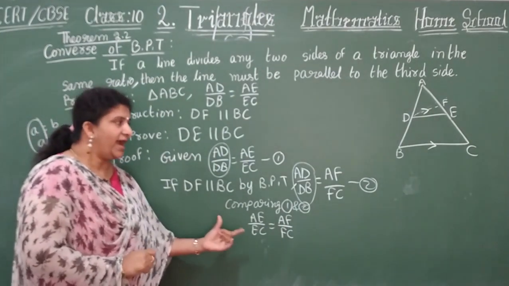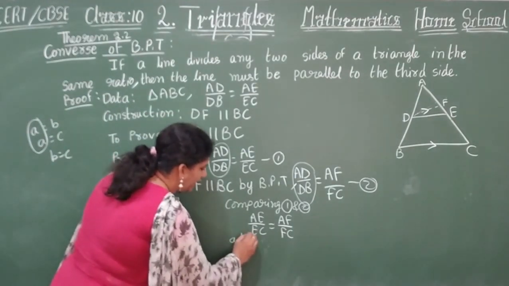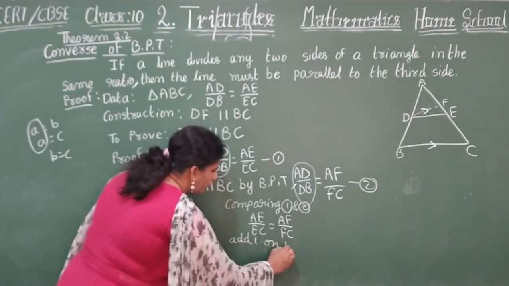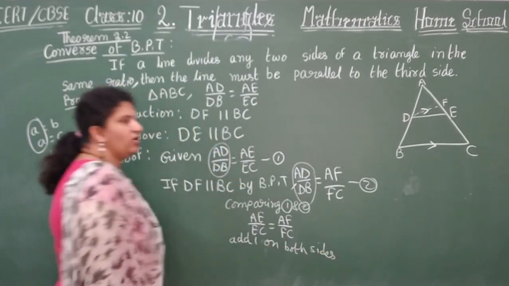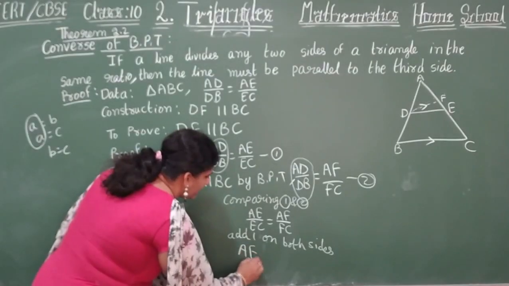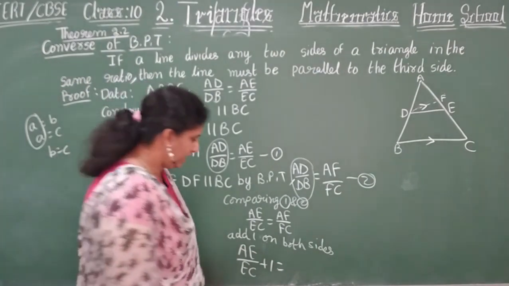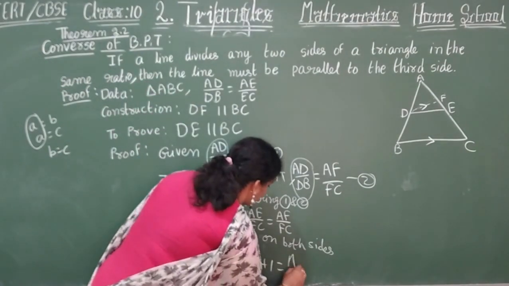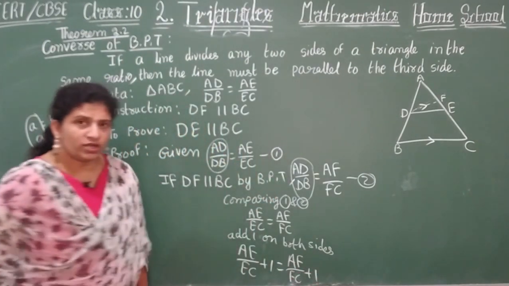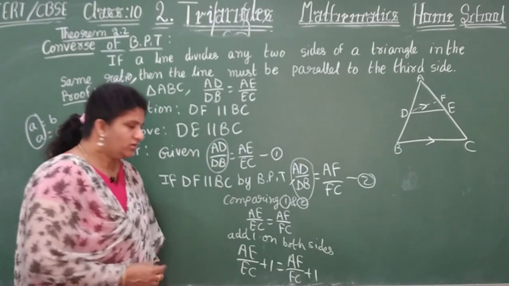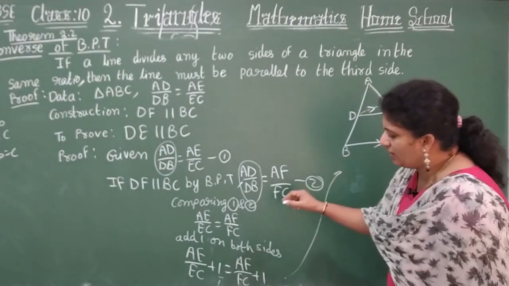Okay, I want to add 1 on both sides. Let us add 1 on both sides. What happens if we add 1 on both sides? AE by EC plus 1 is equal to AF by FC plus 1. Children, do you remember LCM? You know now? So let's start here. So how do we do the LCM here?